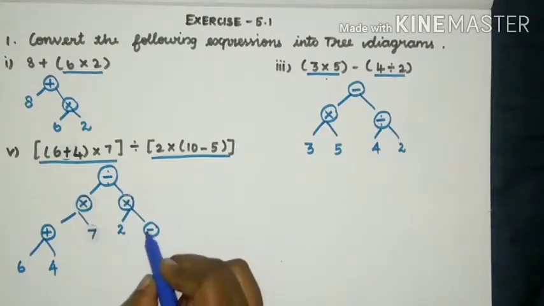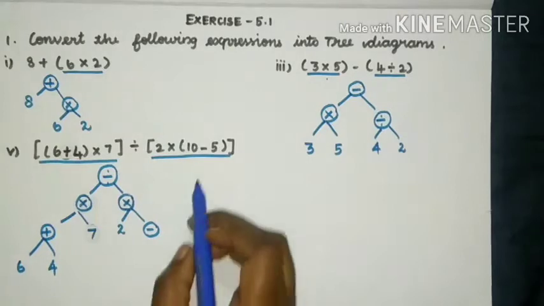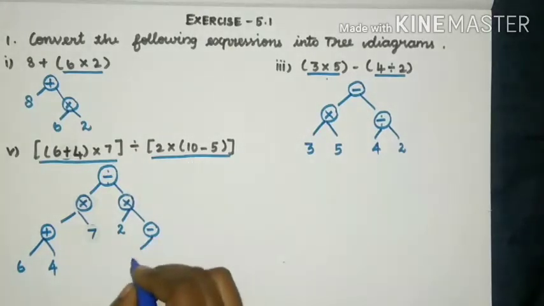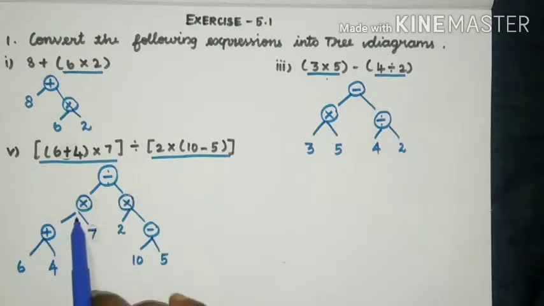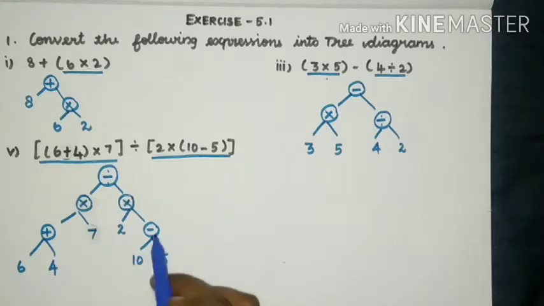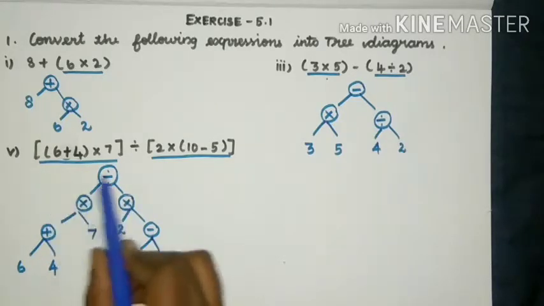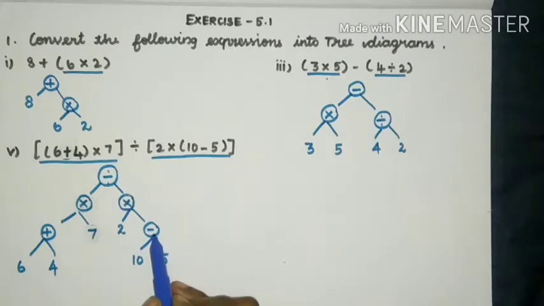And then which two numbers are subtracted here? Yes, 10 and 5. Students, for your better understanding, circle the operations. No need to circle the numbers. Here, see, all the operations are circled. The numbers are not circled.